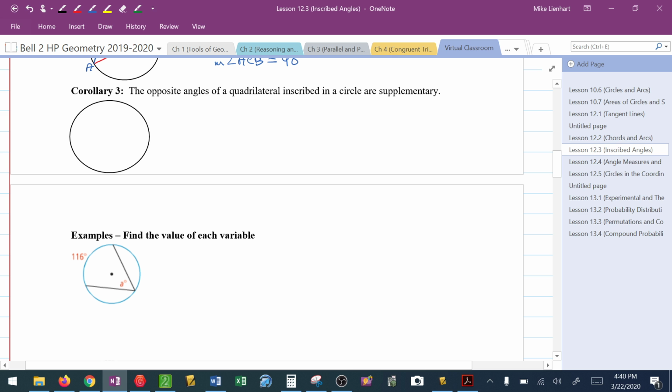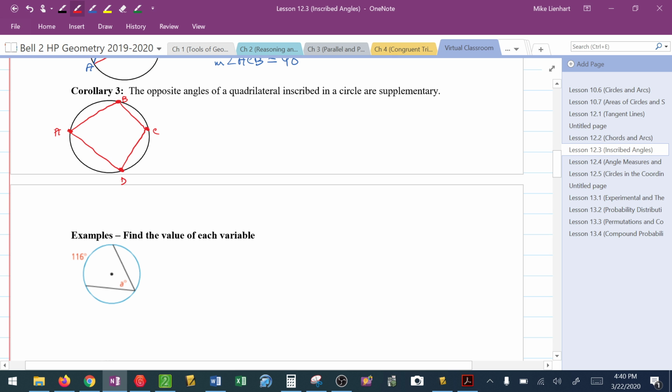Corollary 3 says the opposite angles of a quadrilateral inscribed in a circle are supplementary. All right, so let's say that I have a quadrilateral. That means that I have 4 different vertices that are going to lie on the circle. Now, these 4 vertices could be in the shape of a rectangle. They could be in the shape of any quadrilateral. I'm going to call these A, B, C, and D.